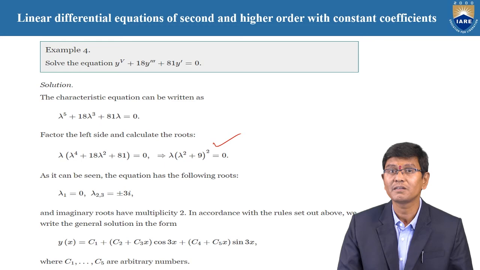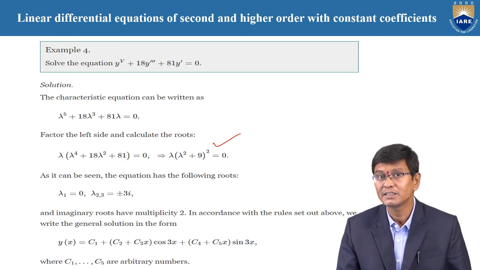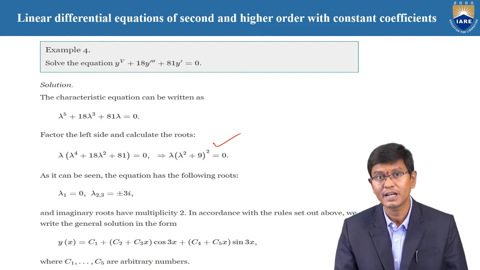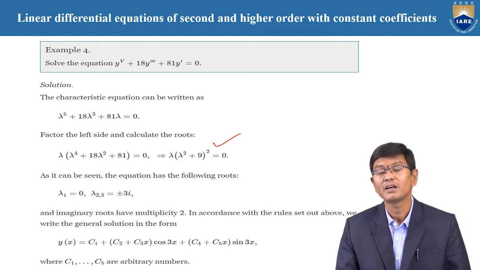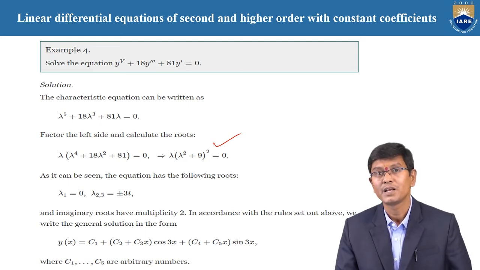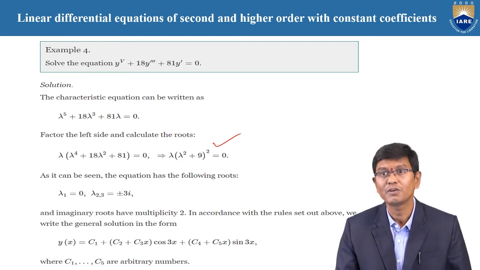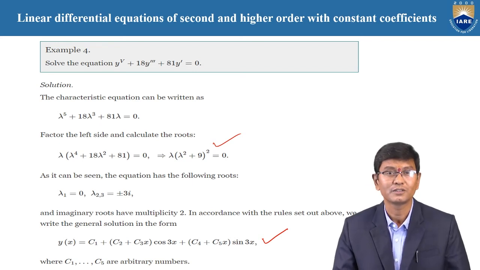Therefore, the solutions here: lambda is equal to 0. The other lambda is equal to plus or minus 3i, a repeated complex value. Therefore, with the help of the different category and the repeated complex roots, that is case 1 and case 4, you need to write y of x is equal to c1 plus (c2 plus c3x) into cos 3x plus (c4 plus c5x) into sin 3x. And here also c1, c2, c3, c4 and c5 are the constants.